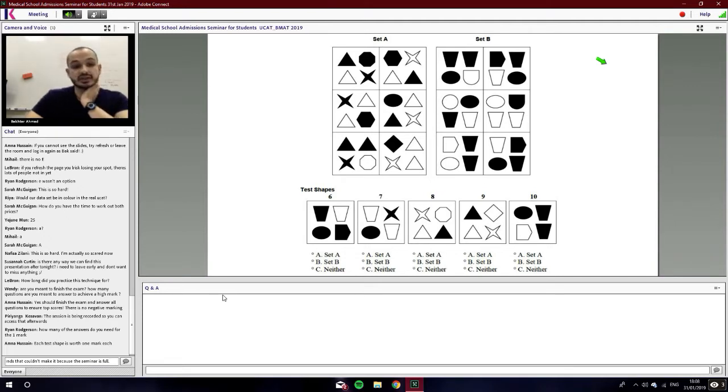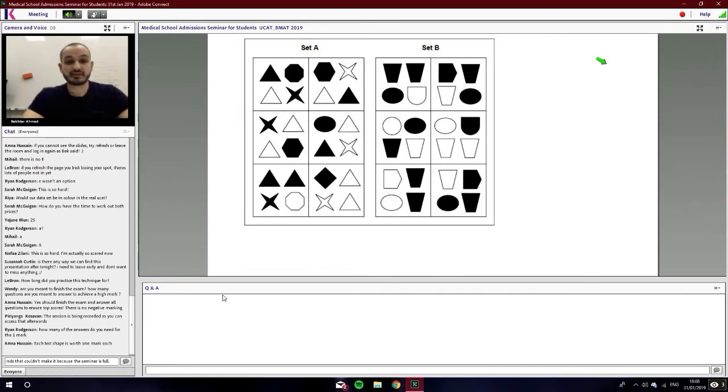Okay, so we're just going to go through. So that's what 30 seconds is. Again, very short amount of time. So first thing you want to ask yourself is, you've got 4 shapes in each box. Do some of the shapes keep coming back every time?